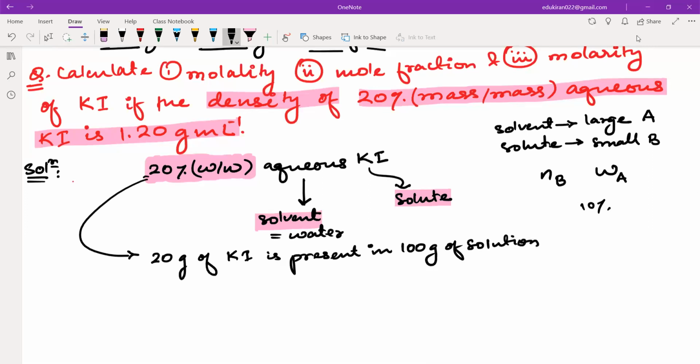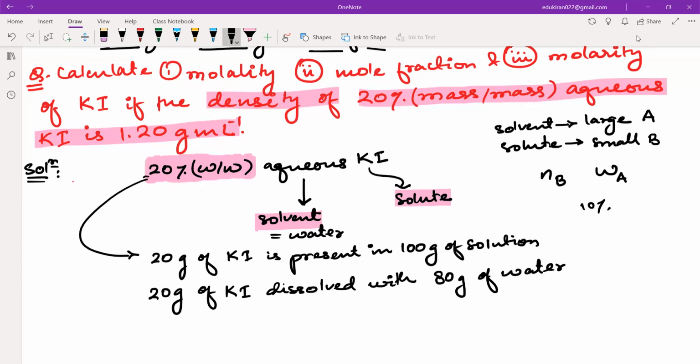Clear? Okay, now I can also write another statement: 20 gram of KI dissolved with 80 gram of water, right? And that is why 80 gram of water and 20 gram of KI, they are making 100 gram of solution. Is this clear, yes or no? Yes. Right. So this very basic statement that 20% is W by W, we have to convert this into plain English in order to get the solution.